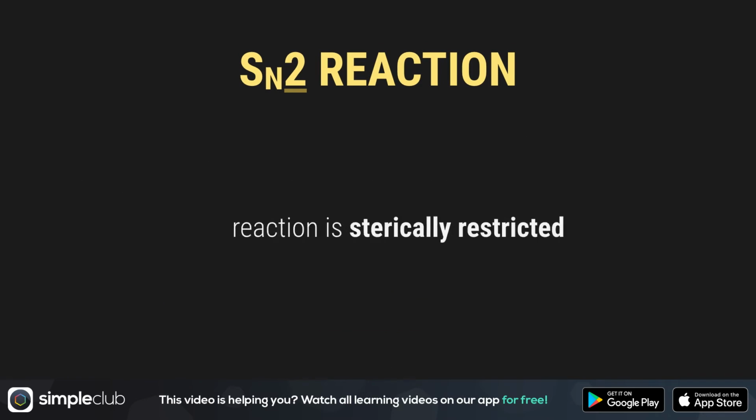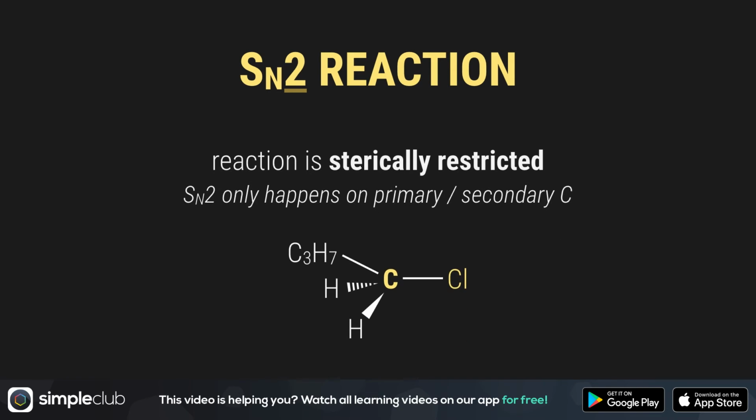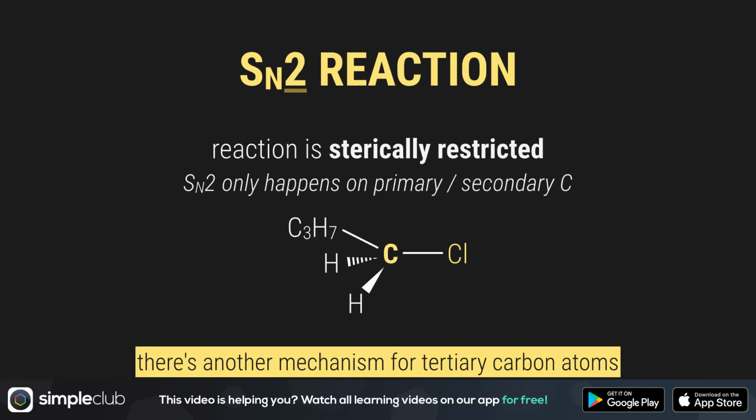And finally, for an SN2 reaction to take place, there needs to be space available. If an atom or group is going to kick another atom or group out of a molecule, then it's going to need enough room to make its attack. This is why the SN2 mechanism can only occur at primary and secondary carbon centers. There's another mechanism that happens on tertiary carbon atoms, but we're going to save that for the next video. So that's good for today, huh?